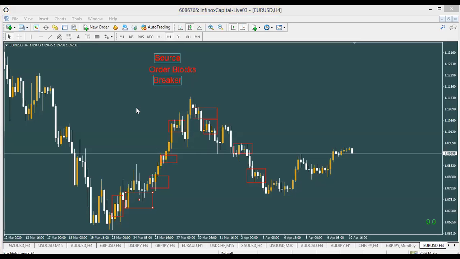Okay, Rosa does not understand what order blocks are. I'm a very patient teacher, so I'm going to take it again.